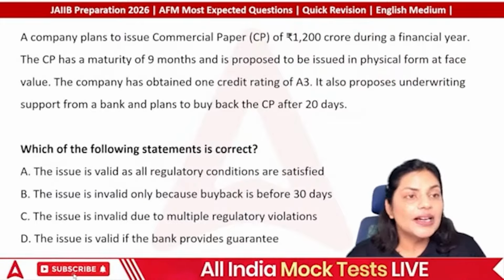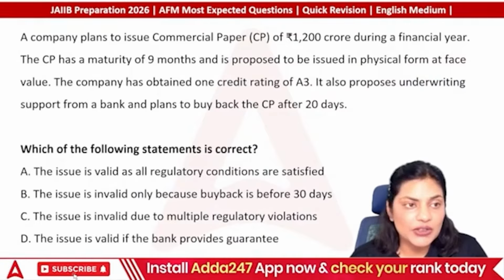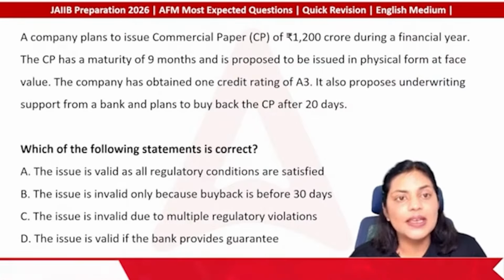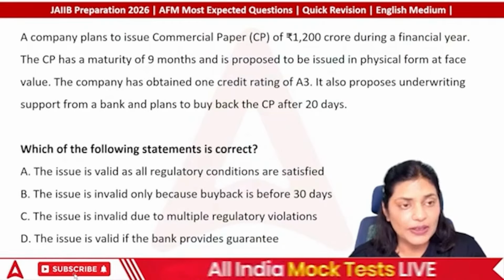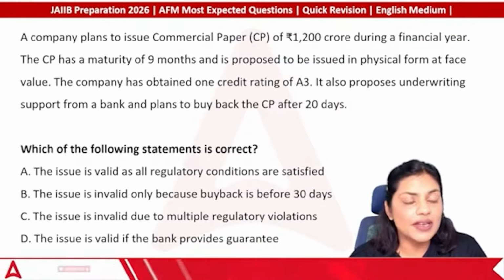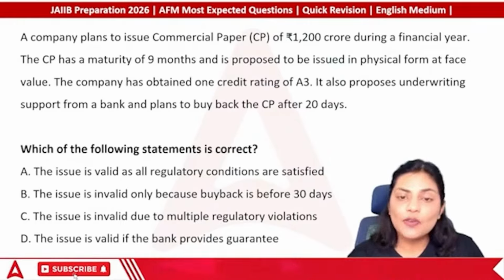Then, a company plans to issue commercial paper of 1200 crore during a financial year. The commercial paper has a maturity of 9 months and is proposed to be issued in physical form at face value. The company has obtained one credit rating of A3. It also proposes underwriting support from a bank and plans to buy back after 20 days. Which of the following statements is correct?